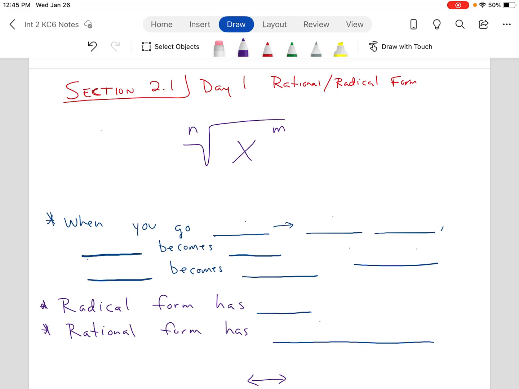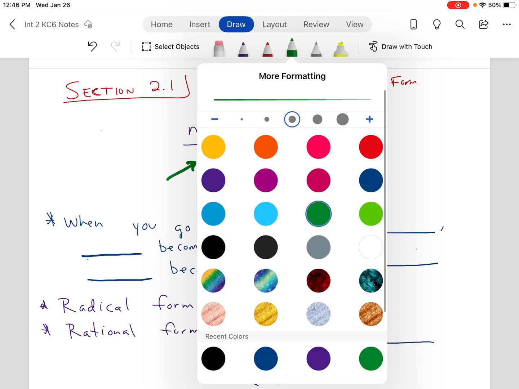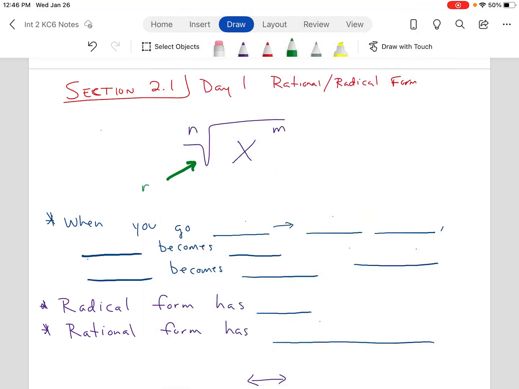Okay, so the first thing we need to go over is this general radical here. So you might have seen this symbol before. We call it a square root, or it's usually a square root, but this is actually called a radical, or a root. It's not always a square root, okay? This variable x stands for your radicand.